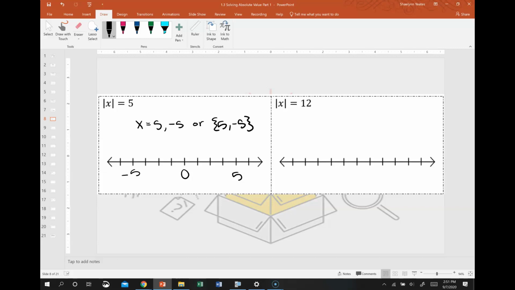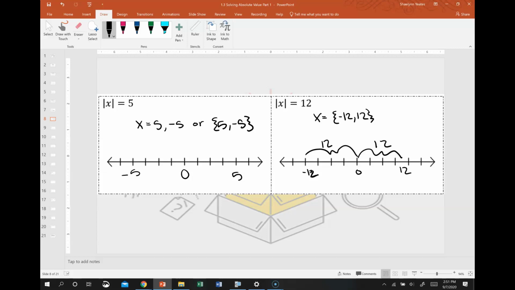Okay, so the absolute value of 12, that one's fairly easy. So if this is 0, I want to go 12 away from 0 that way, and 12 away from 0 that way. So this one would be positive 12, and this one would be negative 12. So then x would equal both negative 12 and 12.